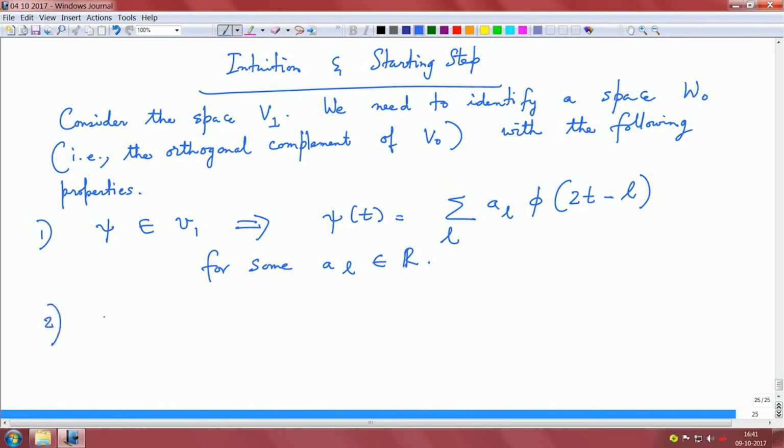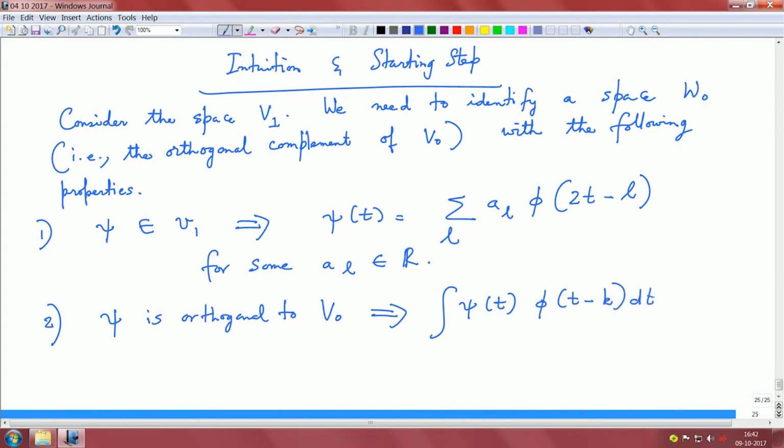Now, psi is orthogonal to V naught, because that is how we started, right. We want to write V1 in terms of decomposition of two subspaces. So, what would this mean? This implies the integral of psi of t with phi of t minus k has to be 0 for every k belonging to the set of integers.